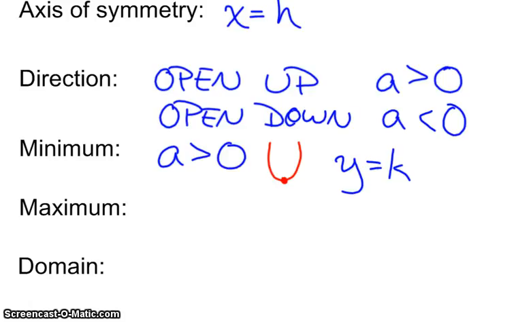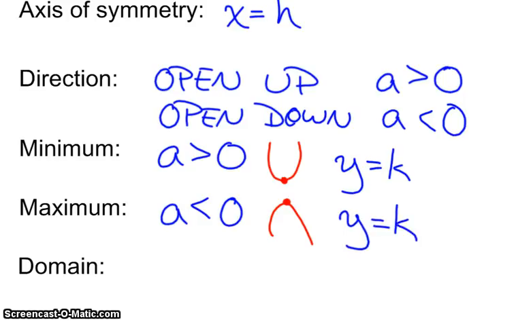So that's the minimum. If we are talking about the maximum, we're talking about the highest point of our parabola, which means a is going to be less than 0. If a is less than 0, that means the parabola is opening down. A parabola opening down means we have a high point, a vertex, at the highest point of the parabola. So we're going to have a maximum, and that's also y equals k. So the maximum or minimum is always going to be the value of k from our vertex, and the real discerning point is whether it is a minimum value or a maximum value.